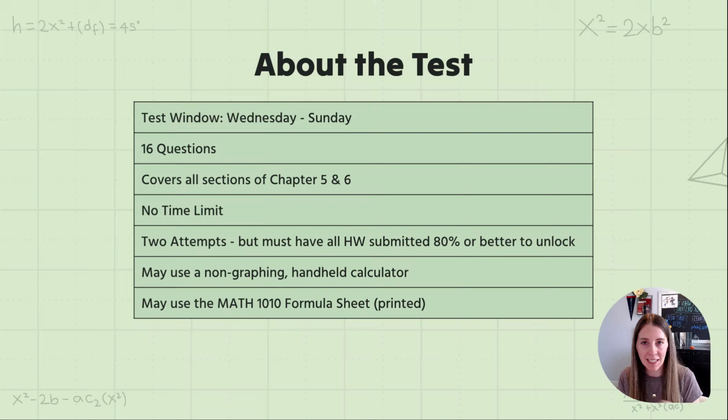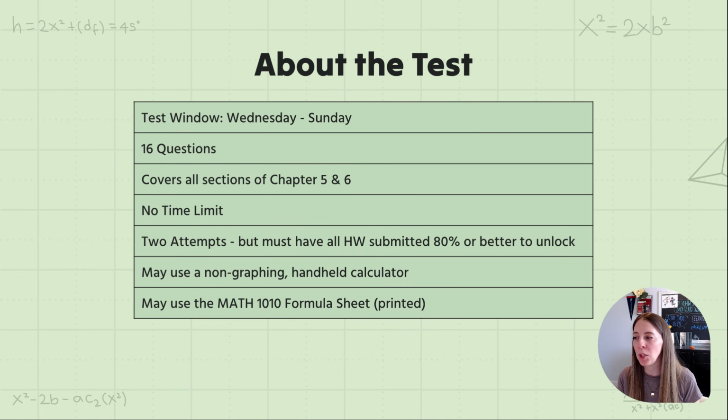The test is 16 questions long and it covers all of the sections from chapters 5 and 6. There's no time limit to it, and you do get 2 attempts as long as you have all of your homework assignments completed from chapter 5 and 6 with an 80% or better. If you don't have 80% or better on all of your chapter 5 and 6 MyLab math assignments, then that second attempt will be locked. Okay, you have to get those done, and then the second attempt will unlock.